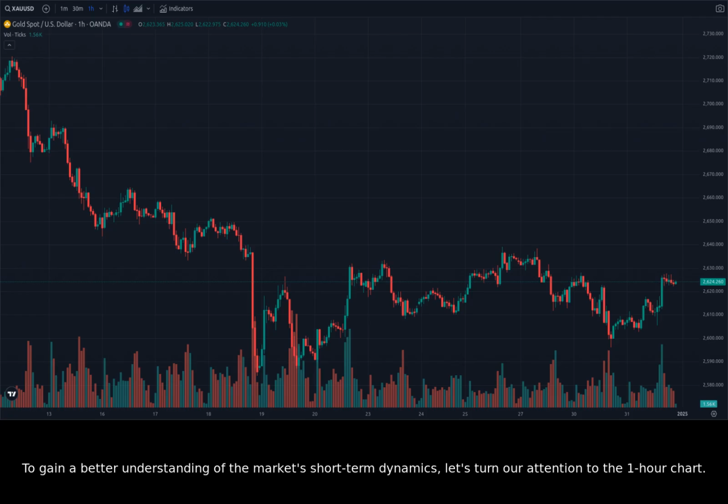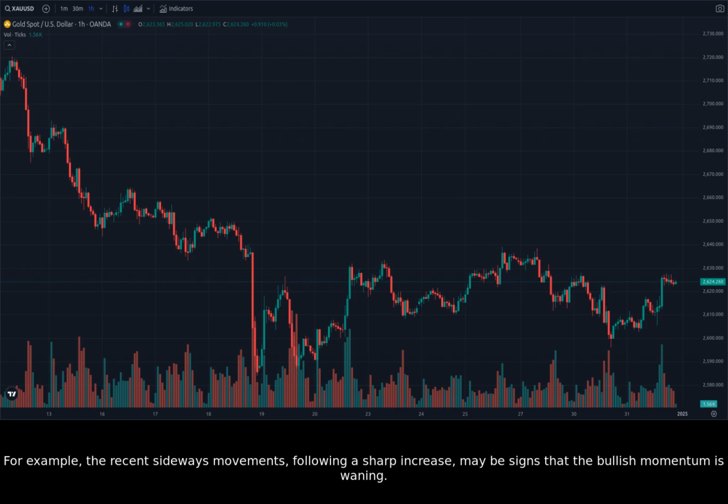To gain a better understanding of the market's short-term dynamics, let's turn our attention to the one-hour chart. The one-hour chart shows the price action over the course of a day and can provide insights into short-term trends. Here we can better analyze whether current market conditions support the continuation of the bullish trend. From the one-hour chart, we can see evidence of a short-term upward trend. However, we need to look for signs of exhaustion of the current upward trend before entering the market. For example, the recent sideways movements, following a sharp increase, may be signs that the bullish momentum is waning.